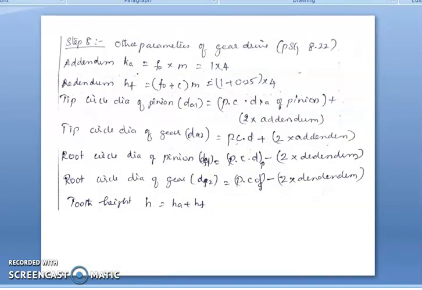Next step is to find the other dimensions of the gears. The formulas are available at page number 8.22. The addendum ha is equal to f naught into m, that is 1 into 4. Then the dedendum hf, then tip circle diameter of the pinion, tip circle diameter of the gear, root circle diameter of the pinion, root circle diameter of the gear, then root height and tooth height. These parameters have been calculated using the formulas and finally the results are summarized in tabular form.